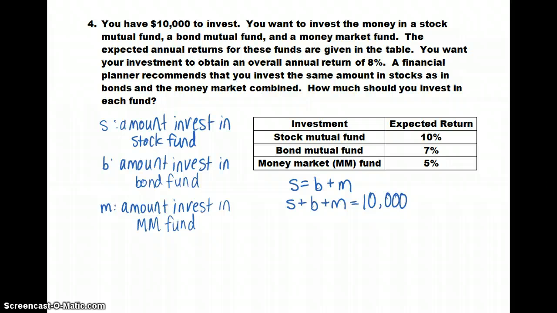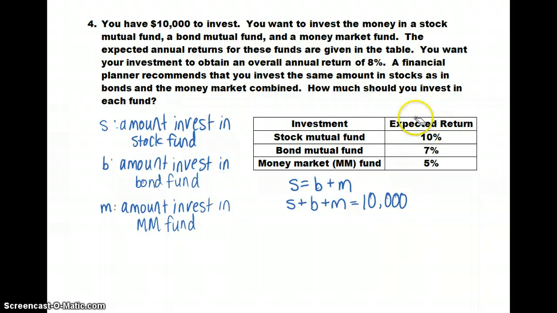Now for my third equation. Now when they say the expected return of the stock fund is 10%, this means that of the total that you invest in the stock fund, you will earn an additional 10% of that amount, and that will be called your return. So if you want your total investment, like it says in the problem, to obtain an overall return of 8%, this means that you want the sum of the returns on each of your investments to equal 8% of your total investment.